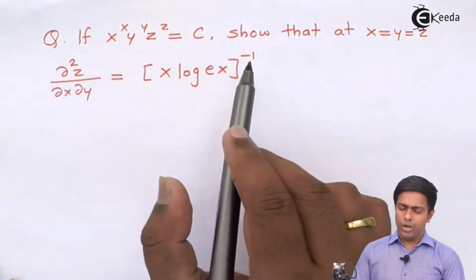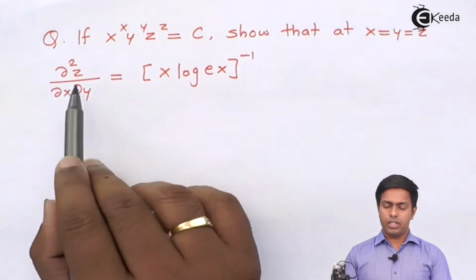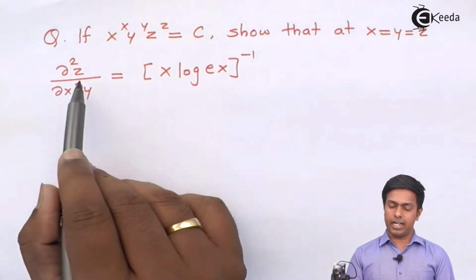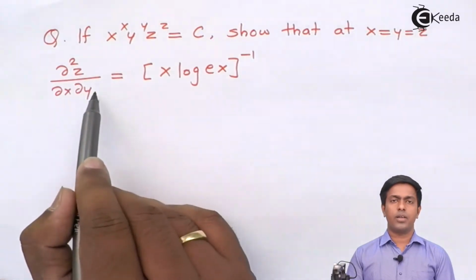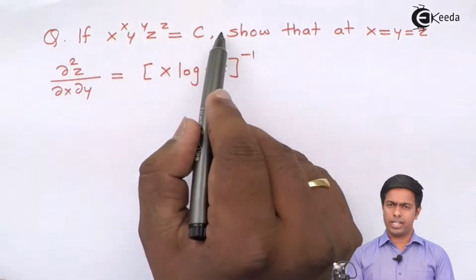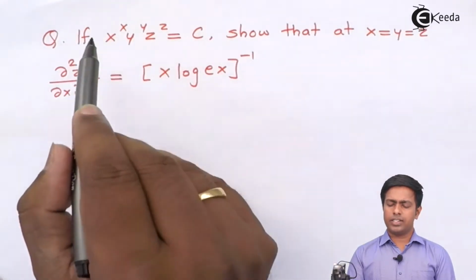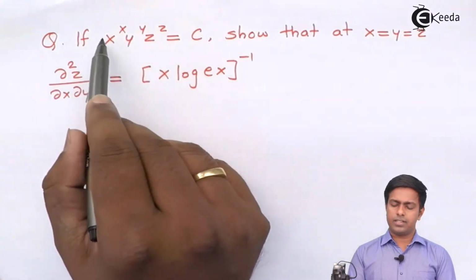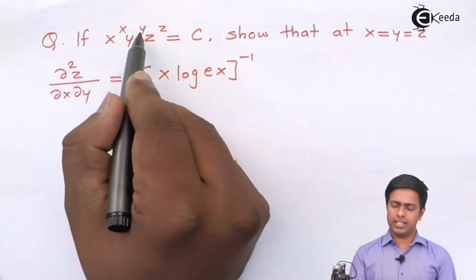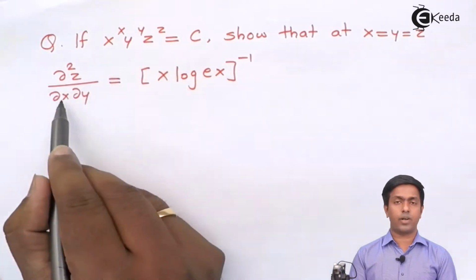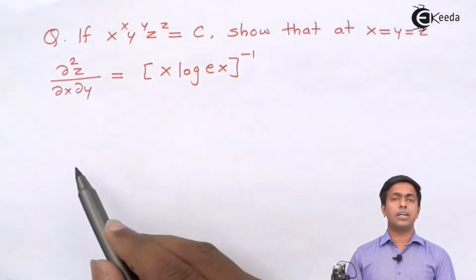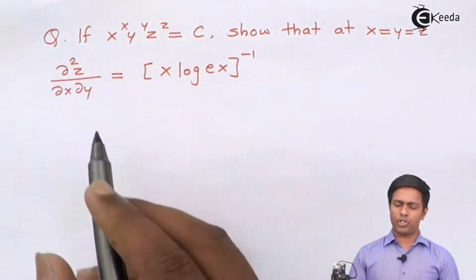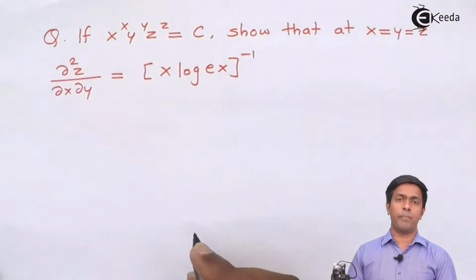Now guys, if you observe the question, then here it's clear that z is a function of x and y. But if you see the given function, then this is a function of x, y and z. So if this is a function of x, y and z, and z is again a function of x and y, then it is the implicit function. So guys, I'm going to solve this question with the help of implicit function.